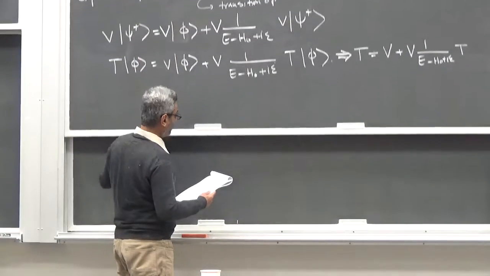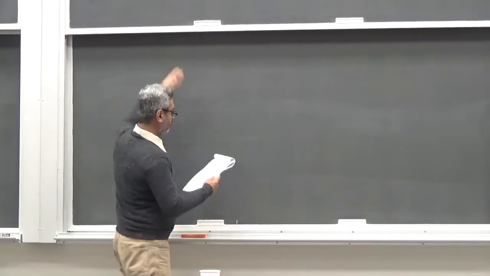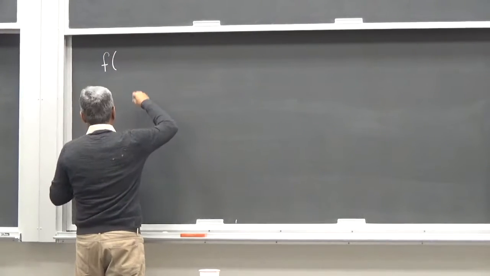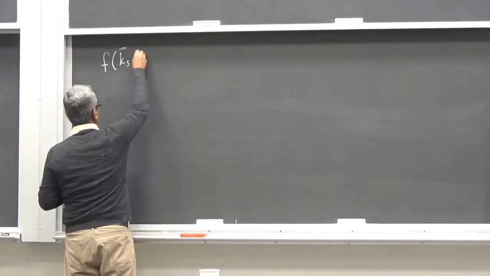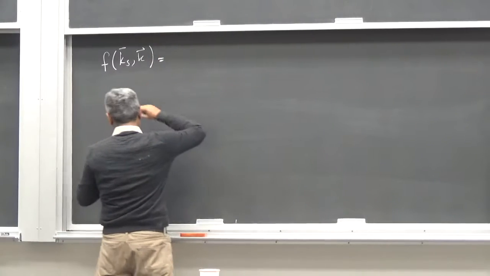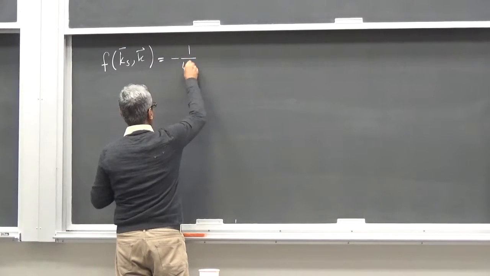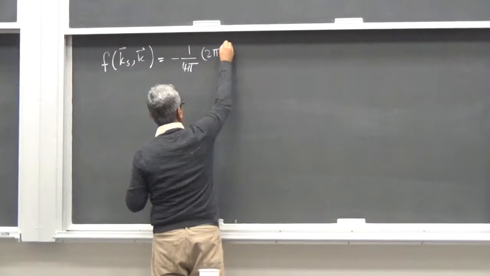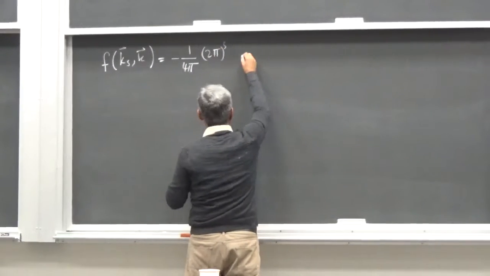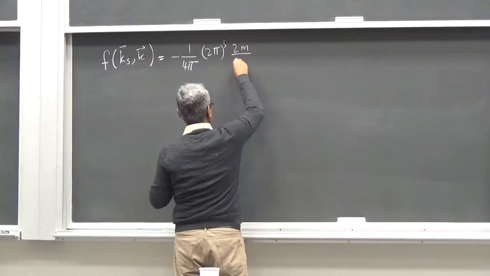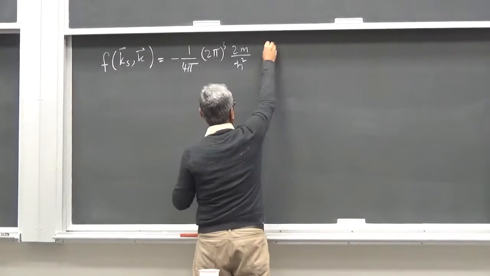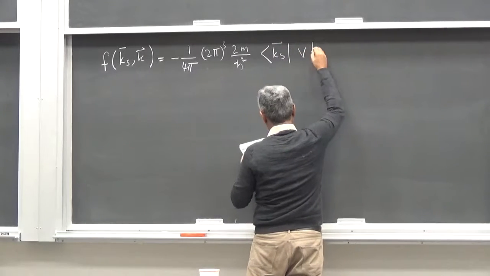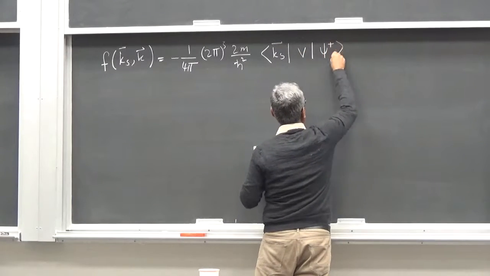Now, if you remember, we had written a form for f. This was minus 1 over 4 pi, 2 pi cubed. I believe we were calling this A at that time. 2m over h-bar squared, k s V psi plus.